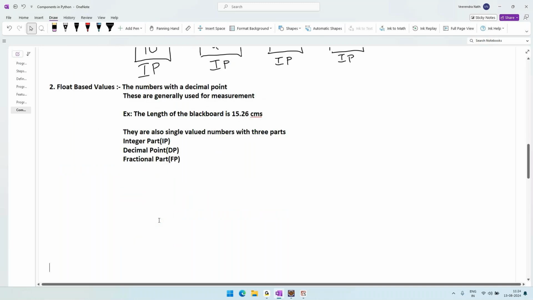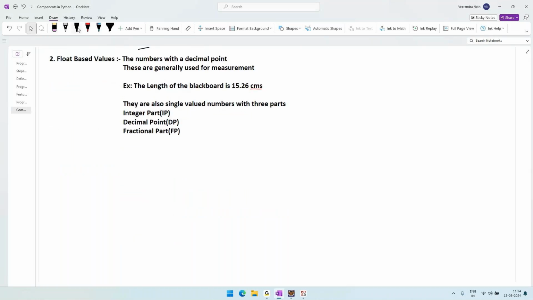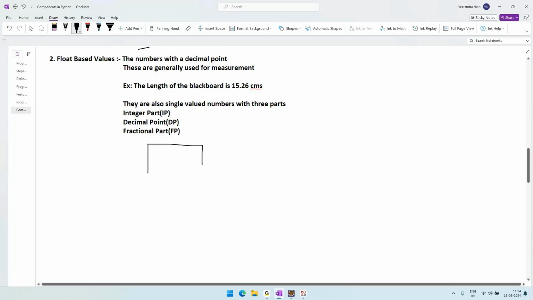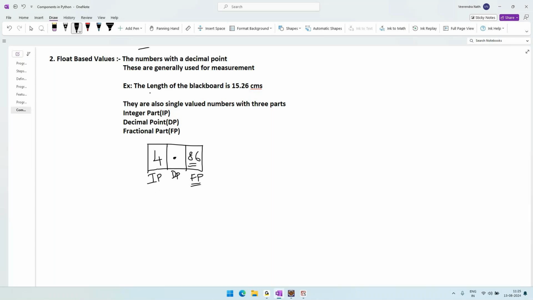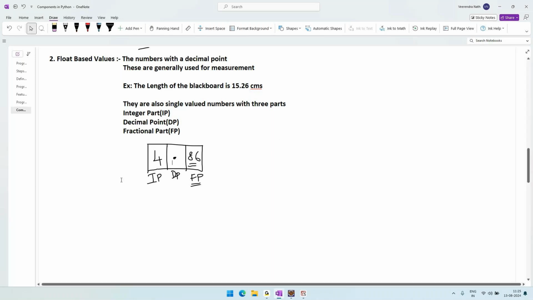So this is nothing but the numbers with three parts. For example, 4.86. So we have the integer part, the decimal point, and the fractional part. In 4.86, the 0.86 is the fractional part, this is the decimal point, and this is the integer part. This is how we can look at the float based values.